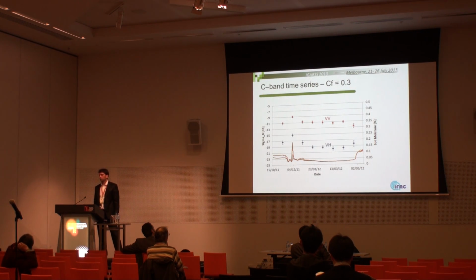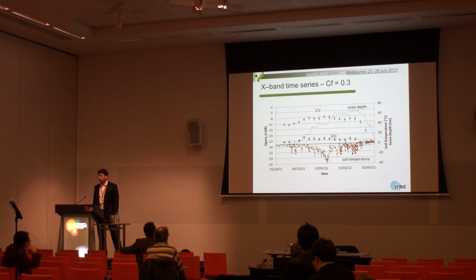Here we have the C-band time series for forested areas with cover fraction 0.3. We have an almost stable temporal series except one point, which is due to the scattering increase, which is due to the higher soil moisture. You can see it in the brown line, and even for VV and VH polarization. The same for X-band in the forested areas. VV and VH polarization are almost stable and haven't been affected by the snow depth so much, but the changes are due to the different dielectric constant of the soil and changes in the temperature and the soil moisture.